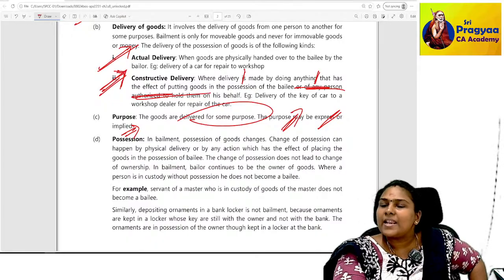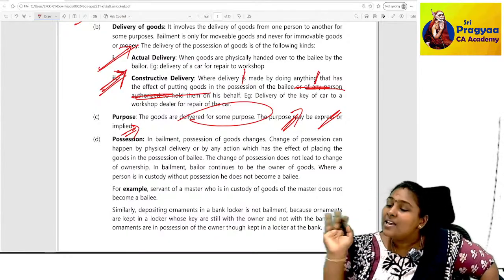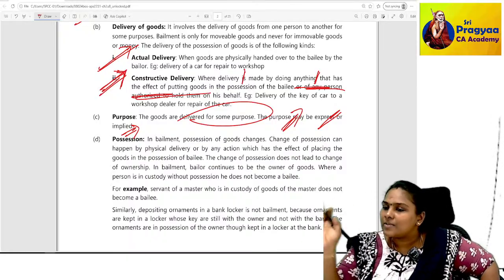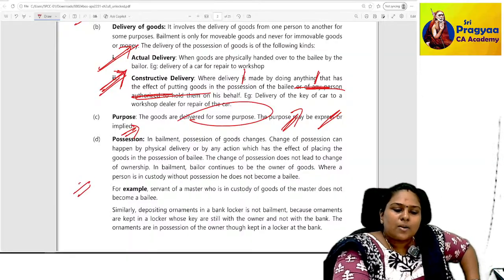Sir, repairing a bike, express or implied? Express. If you are putting it in words, it is express. Just like that, if you take the bike to the shed and leave it saying "look after the bike, see what repair it needs", that is implied. Able to understand? Next one, possession.